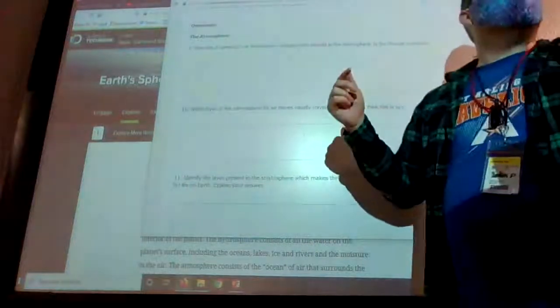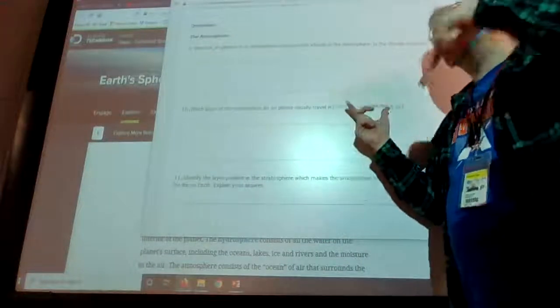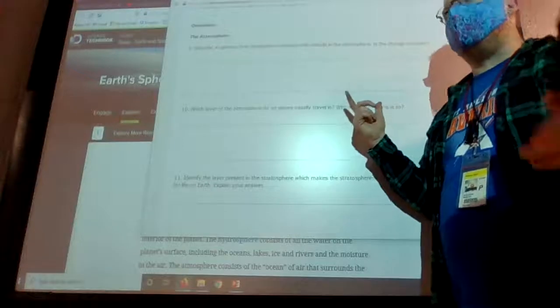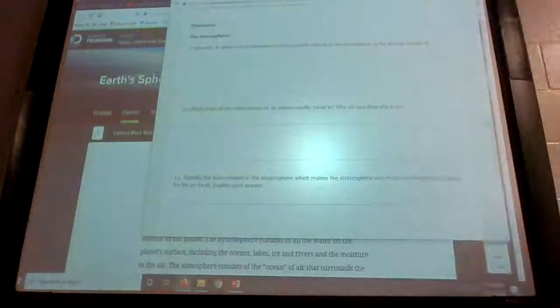Which layer of the atmosphere do planes usually travel in? The stratosphere. And why? Because there's fewer clouds and there's going to be less turbulence.